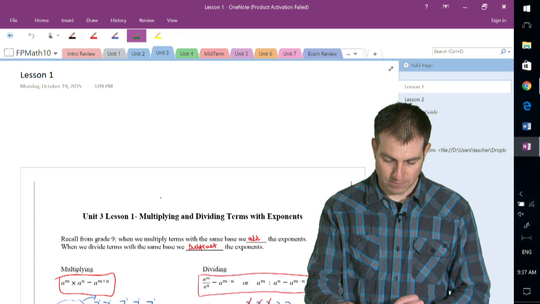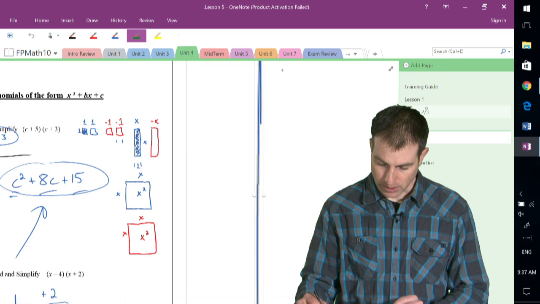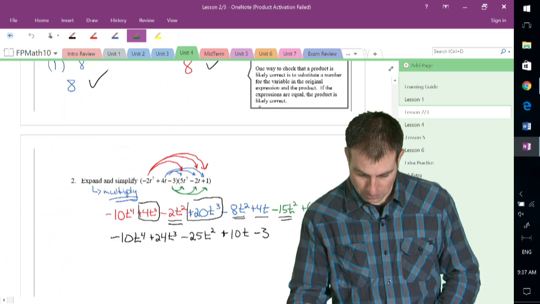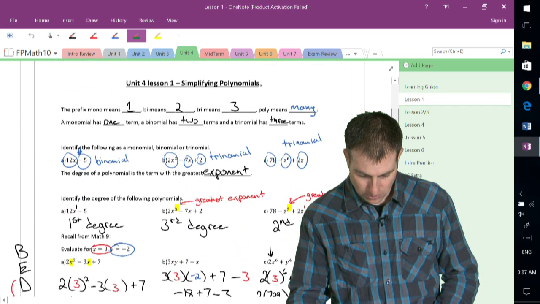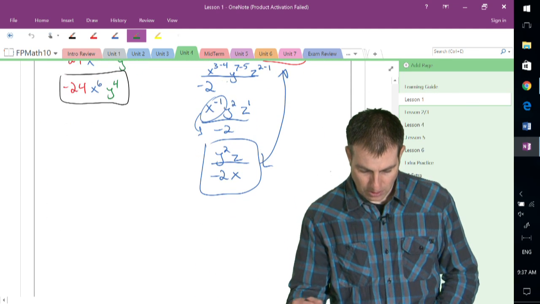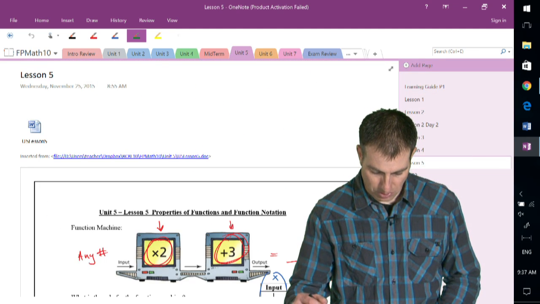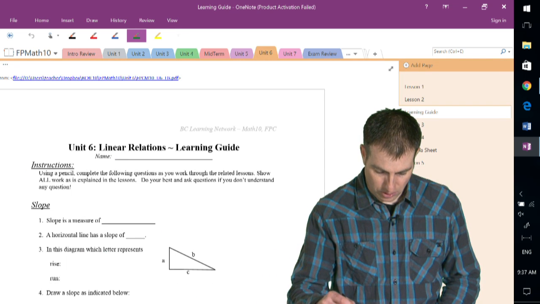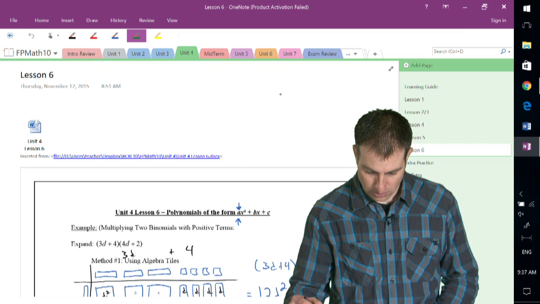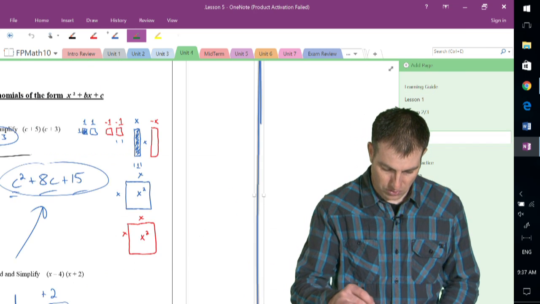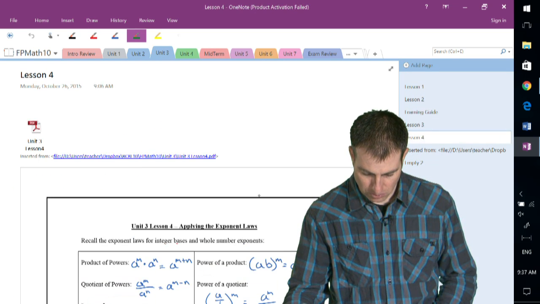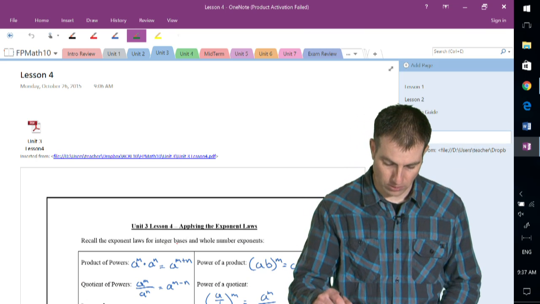I'm trying to think of the least common multiple. Is that in unit 4? Just trying to think. I don't remember what unit that was. Properties of functions and function notation, relations. I thought it was in unit 4. Polynomials. Maybe it was in unit 3? Fractional exponents, exponent laws. Oh well.